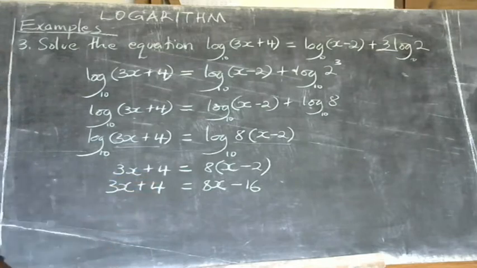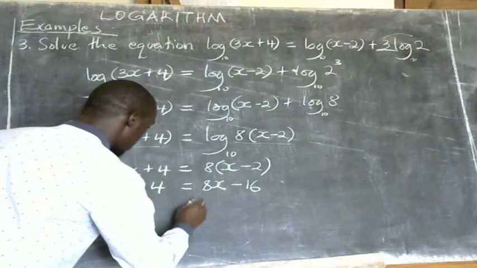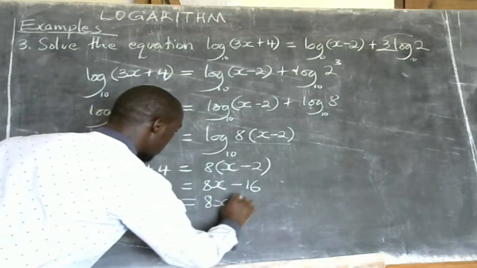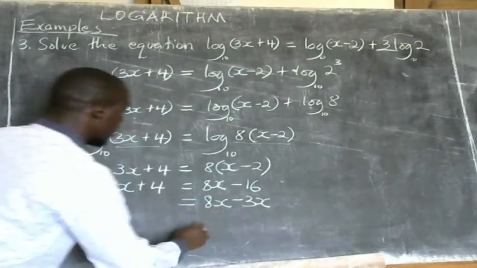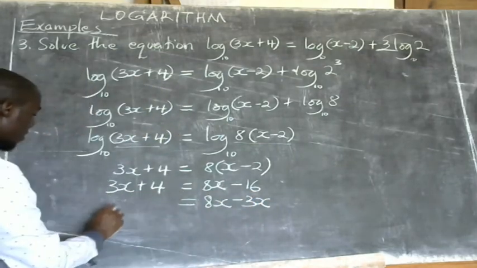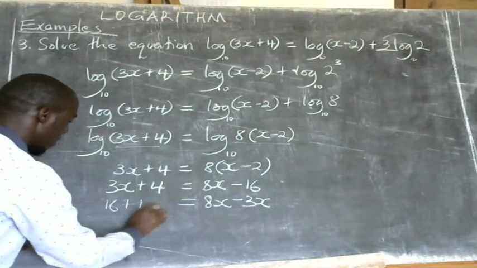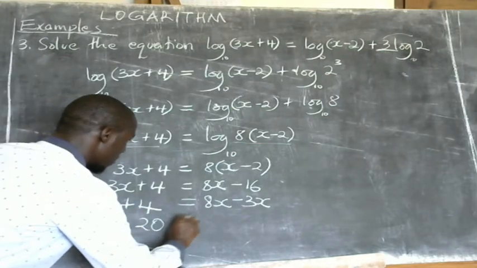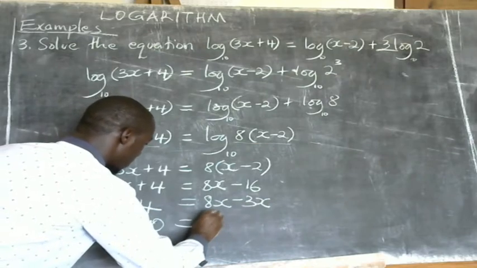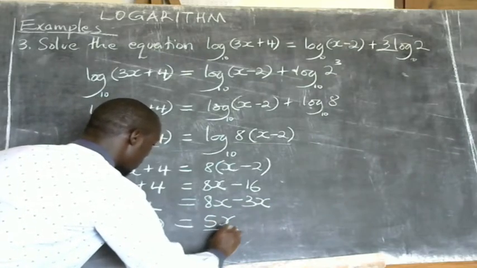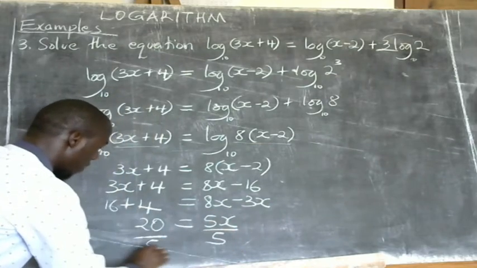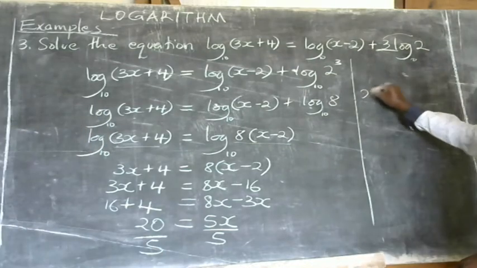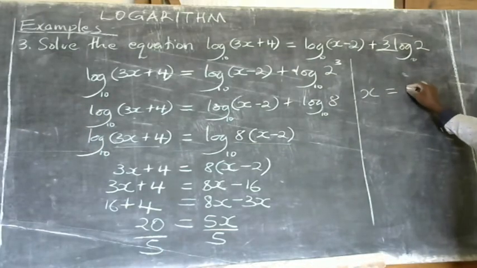Now collecting like terms, I take the 3 the other side to become a negative. Then the minus 16, I bring it this side to become a positive. So when I add this side, I'm having a 20. When I subtract that side, I'm having 5x. Then when I divide both sides by 5, I get my x value as 4.